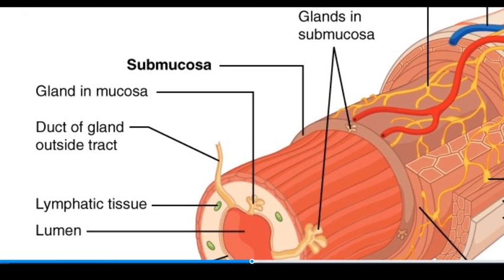The next layer is the submucosa. It's more connective tissue beyond the muscularis mucosae. Tissue-wise, the submucosa is probably the least interesting layer, but it does have some deep glands in it. There are glands of the mucosa that are limited to just the mucosa, but there are some that extend out of the mucosa into the submucosa, which are indicated here.